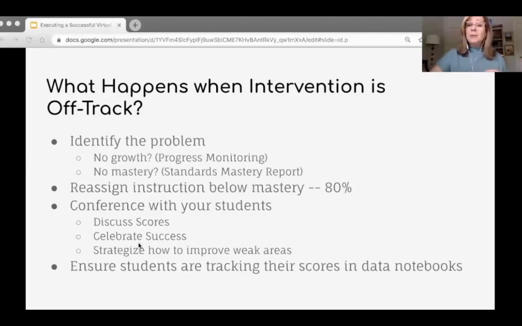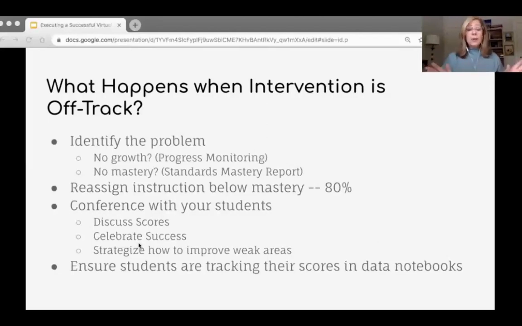Reassign any instruction below mastery, which in Classworks is below 80%. And I'm going to repeat what Melissa said earlier, conference with students. Have a Zoom conference with the students. Make a phone call. Make sure to communicate with the student what they're doing well and what their next steps are. And this should only be a few minutes.